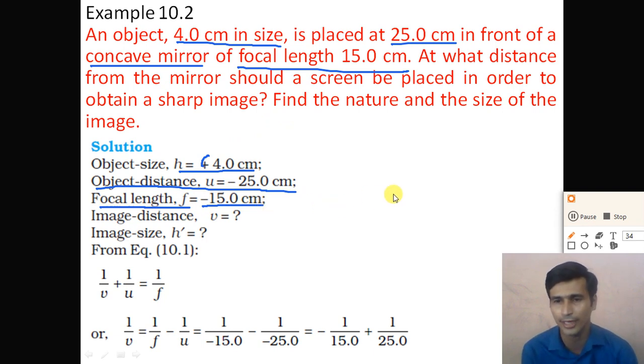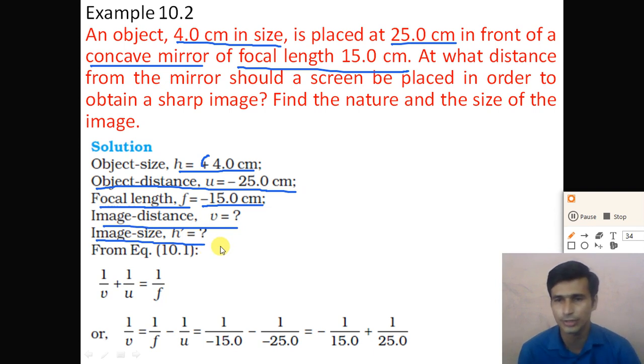What we want to find? At what distance from the mirror should a screen be placed in order to obtain a sharp image? So in order to obtain a sharp image, we need to calculate at what distance the image will be formed. So we need to calculate the image distance v and the image size h dash, that means the height of the image h dash.